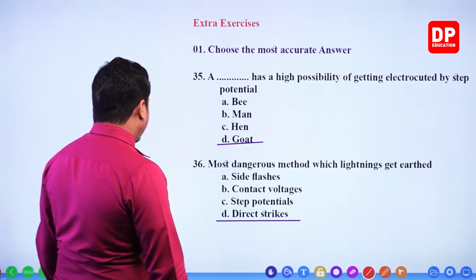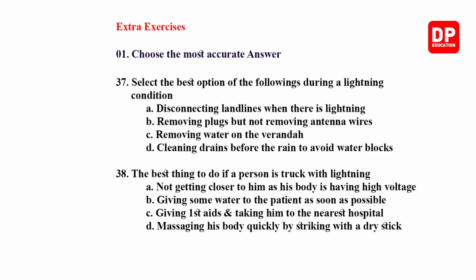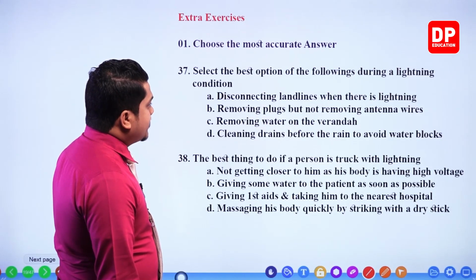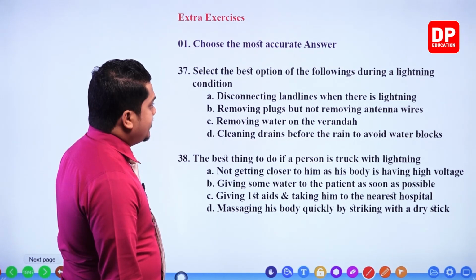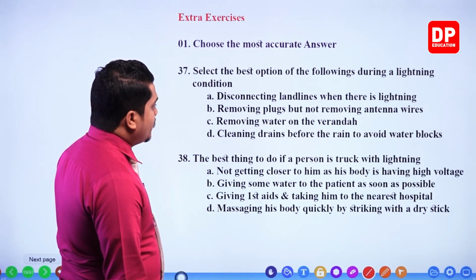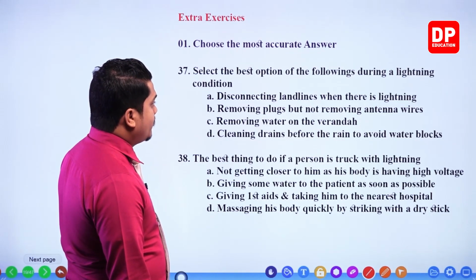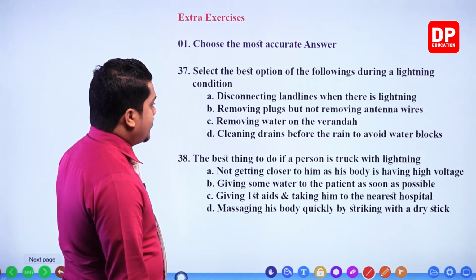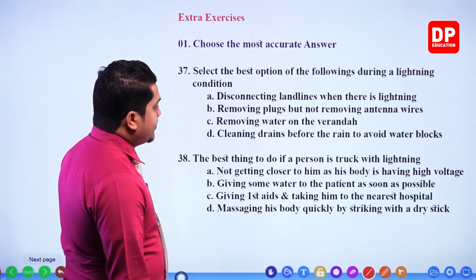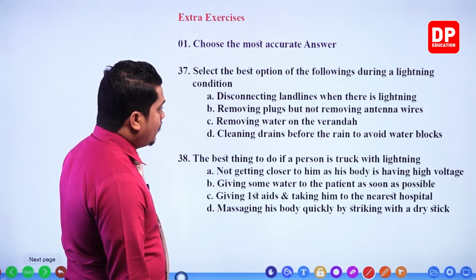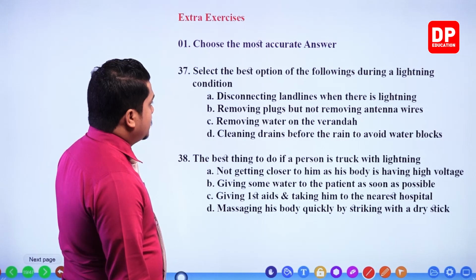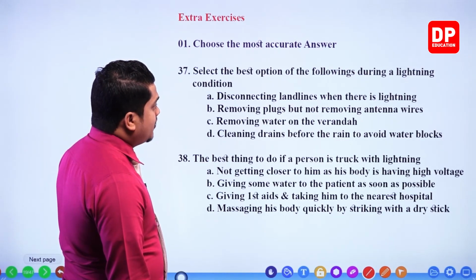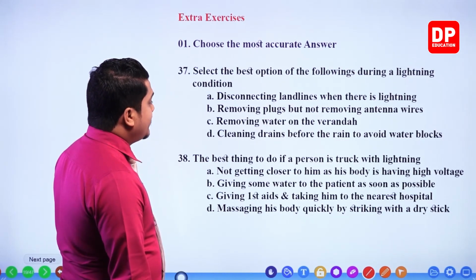Next one. Select the best option of the following during a lightning condition. Disconnecting landlines when there is lightning. Removing plugs but not removing antenna wires. Removing water on the veranda. Cleaning drains before the rain to avoid water blocks.